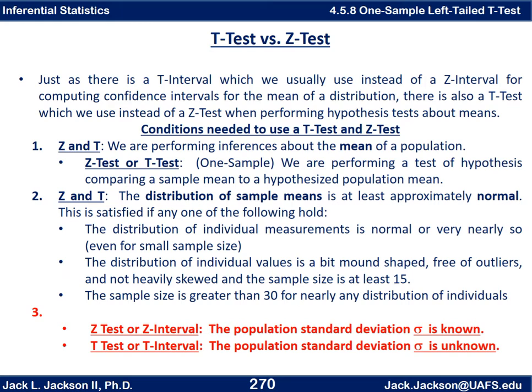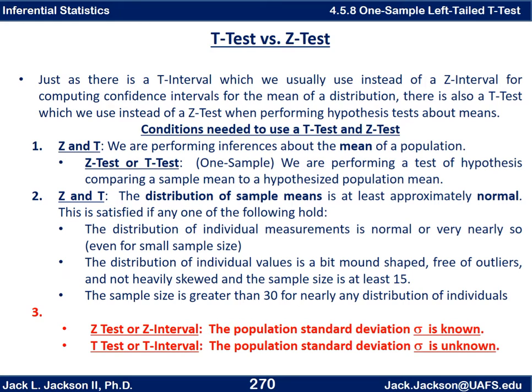And remember, we have at least sort of three cases. If the individual measurements are normal, or very nearly so, we can even get by with very small samples. And in fact, the t-test was designed for just that situation, where we had a normal distribution of individual measurements, but we were working with very small sample sizes. And number two, well, if the sample size is greater than 30, for nearly any distribution this works.